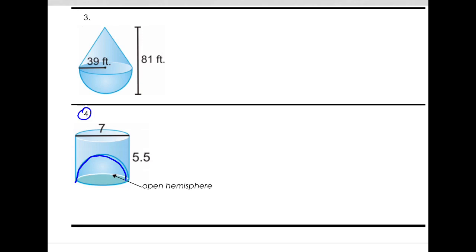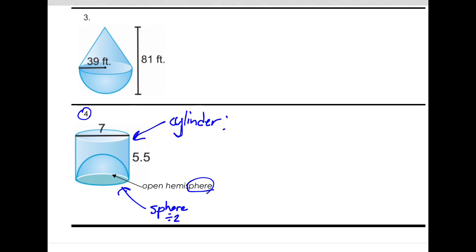So we're going to first identify our figures that we have. Here we have, which you should see, a cylinder. Gotta erase that. A cylinder. Alright, so we have a cylinder up there, and then at the bottom we have a hemisphere. Remember, a hemisphere is just half of a sphere, so we're going to have to find the sphere's volume first, and then divide it by 2. So let's work from top to bottom. Let's do this cylinder first.